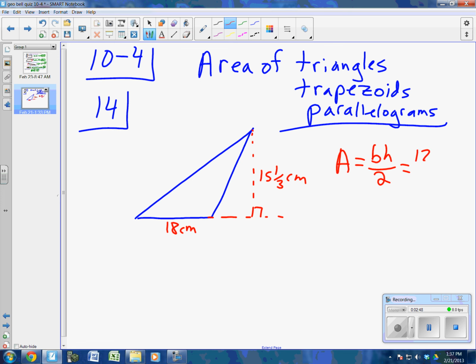Okay. So 18 times 15 1/3, right? All divided by 2. I can divide 2 into 18. That's 9. So it's just 9 times 15 1/3. Okay, so, well, I know that 9 times 15 is going to be like 135. It's going to be 138, I believe. Is that right? If I do this in my head. 138 square centimeters is the answer to that problem.